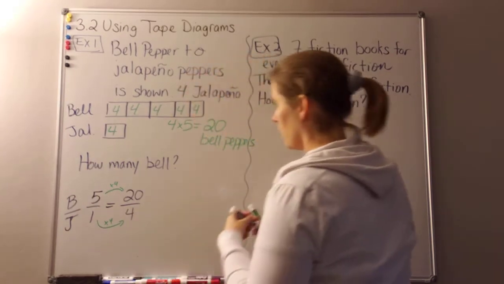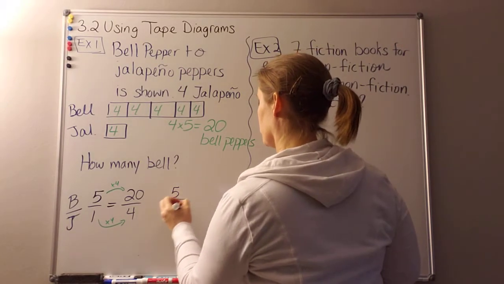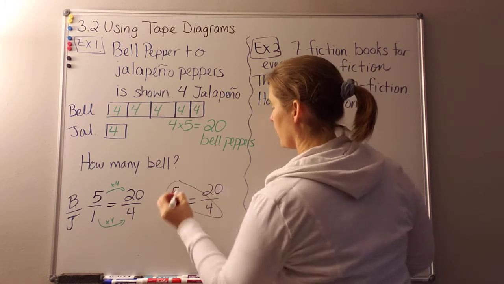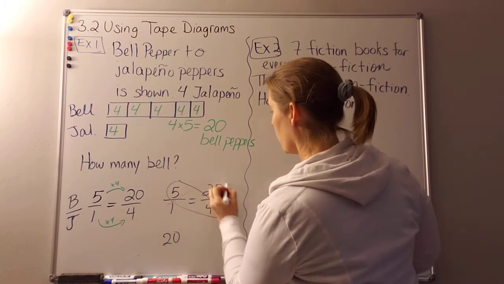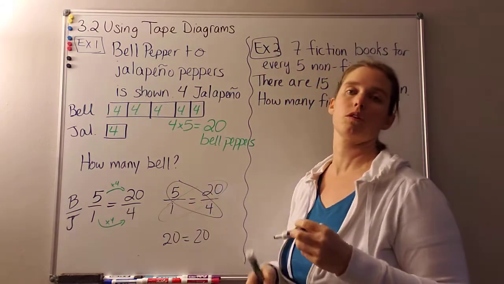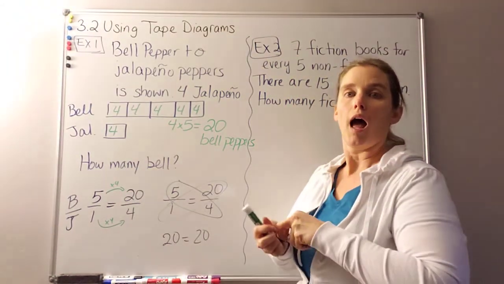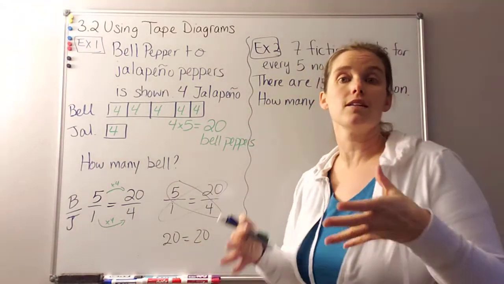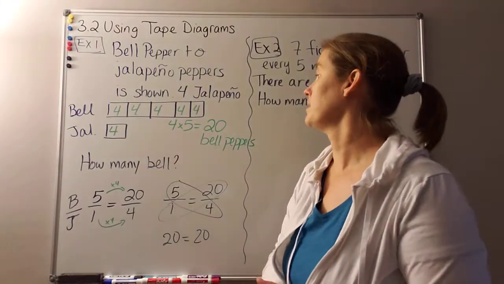Or somebody said, well, I'm just going to cross multiply. Use those cross products that you talked about, Mrs. Jensen. And go 5 times 4 is 20. And 1 times 20 is 20. Those are equal, so of course those are equivalent. And our tape diagram just gives us a visual of that. So for some of you who really like things visual, this can be really handy.